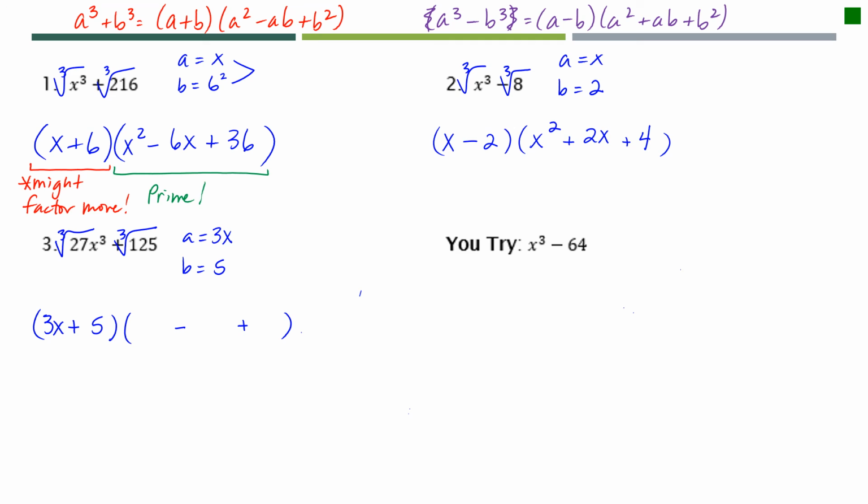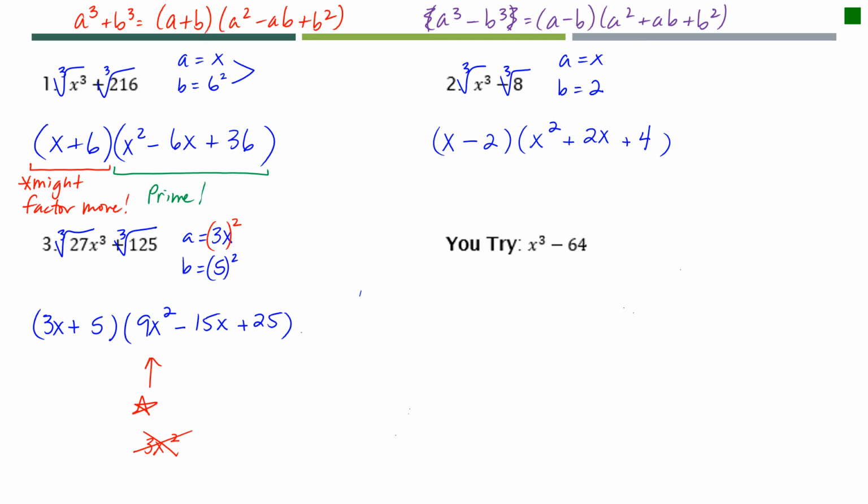This term right here is something that a lot of students will make a mistake on. So be very careful. If I square 3x, I have to square both the number and the letter. So a lot of times people will write that this is 3x squared, but that is wrong. It should actually be 9x squared. All right, if I multiply 3x and 5 together, I would get 15x. And then 5 squared would be 25 for my last term. So that would be our final answer.